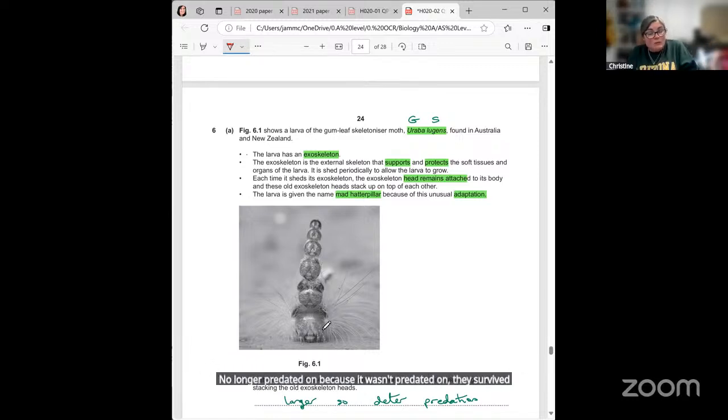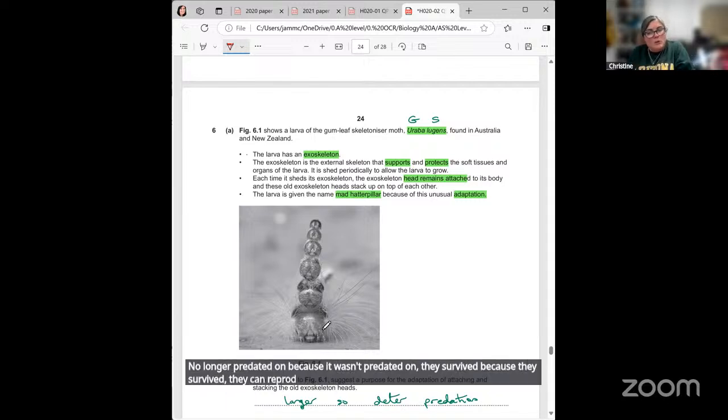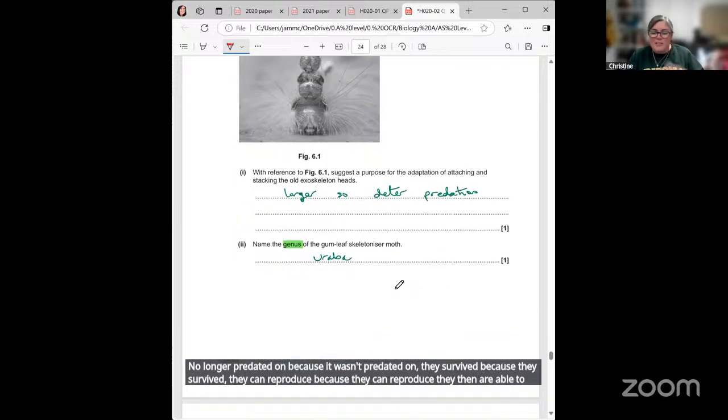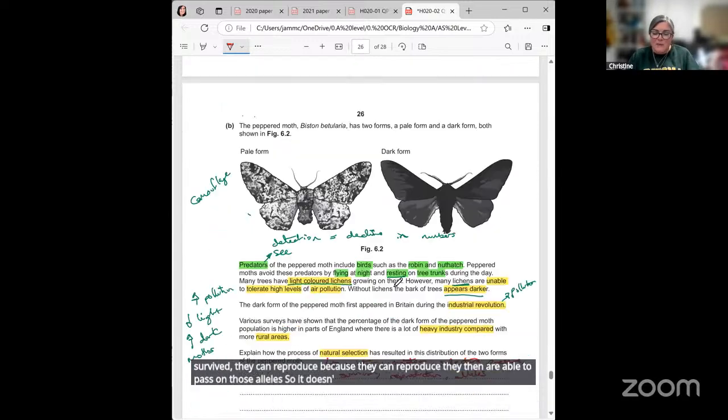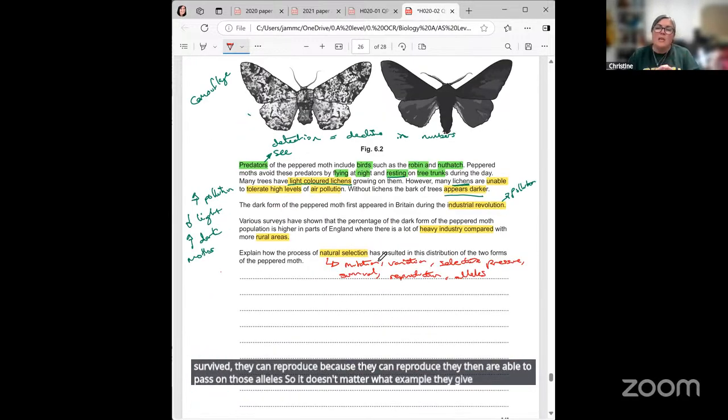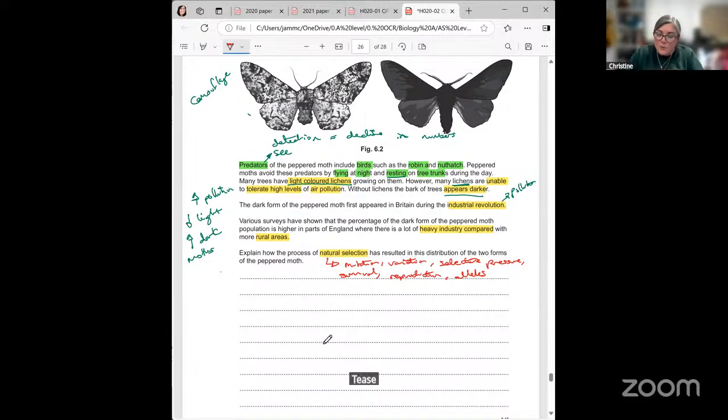Because they survive, they can reproduce. Because they can reproduce, they then are able to pass on those alleles. So it doesn't matter what example they give you, if you've got those keywords that you can use, you can then apply it to the situation, and it will be much more straightforward than the one I've just tried to make up on the spot. It will all be in front of you to just tease out to get those points.